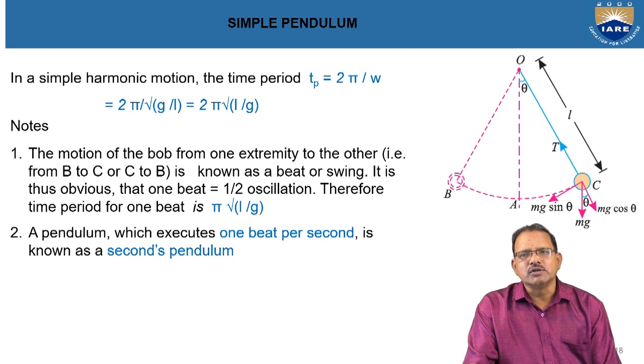A pendulum which executes 1 beat per second is known as a second pendulum.